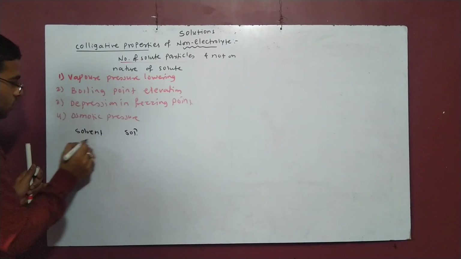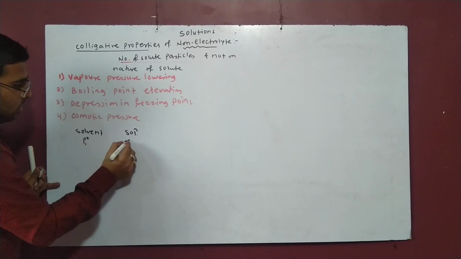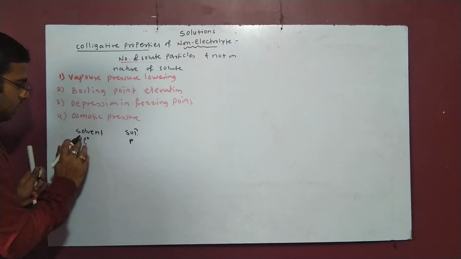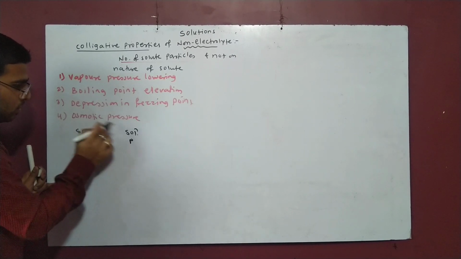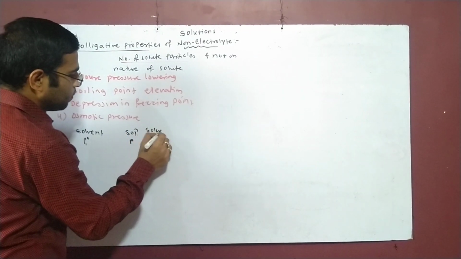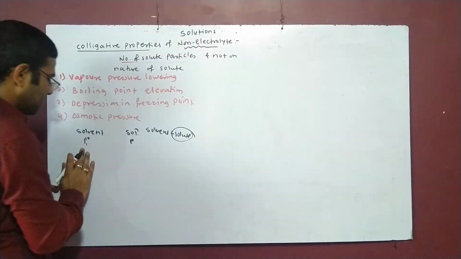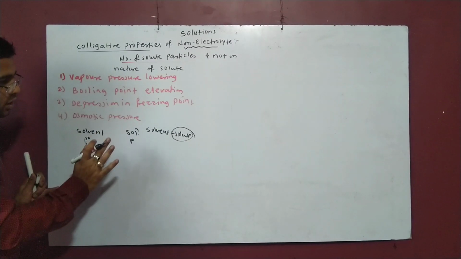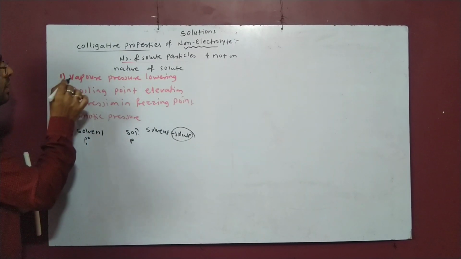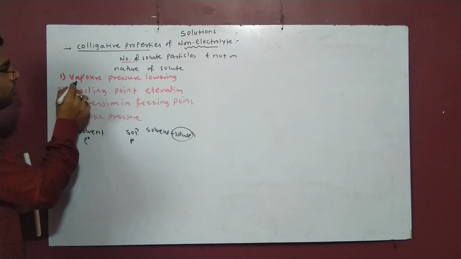If we consider the vapor pressure of the solvent as P1⁰ and the vapor pressure of the solution as P1, when we convert the solvent into a solution, we are adding solute. This solute changes the vapor pressure of the solution, and we get that through the colligative properties. How much solute is added, depends upon that value.